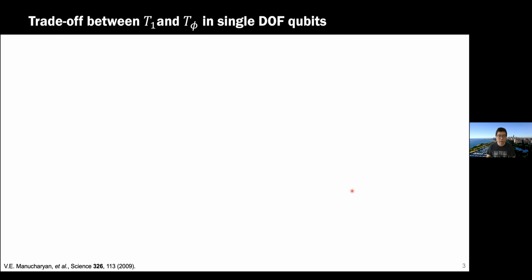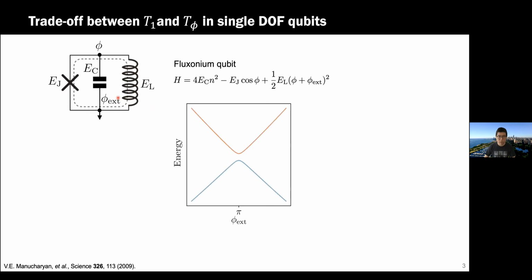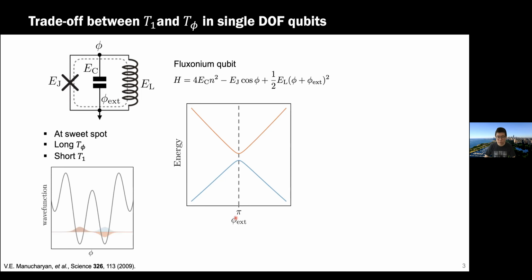For most circuits, they can either have a long T1 or a great pure dephasing time T phi, but in general it is hard to realize both at the same time in a single degree of freedom qubit. An example is the Fluxonium qubit, essentially an inductively shunted Josephson junction. The circuit forms a loop, and therefore can be penetrated by external flux and is subject to flux noise. Here I'm showing the energy of the lowest two eigenstates as a function of the external flux. If we bias the circuit at the half flux quantum, the flux sweet spot, then we have first-order insensitivity to the flux dephasing noise, and therefore a relatively long pure dephasing time T phi. However, if we look at the wave functions, the two logical states are essentially a superposition and anti-superposition of two localized states in a double well potential. Therefore, this significant matrix element would cause a relatively short T1.